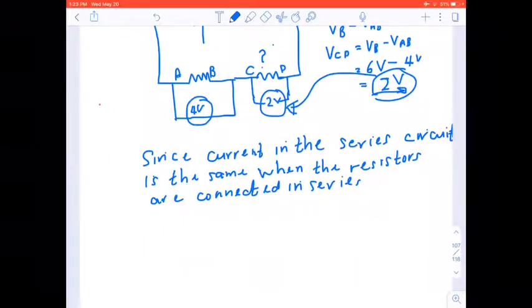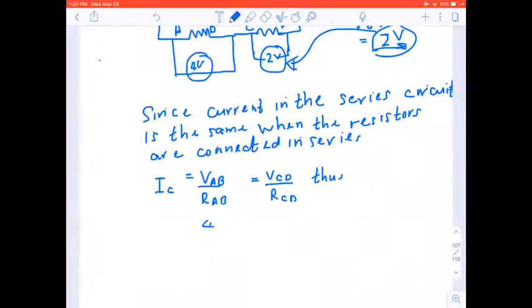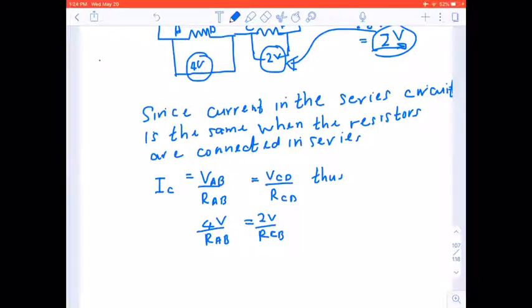now if we look at the I in a circuit, it's going to be equal to VAB upon RAB. Okay, and which is equal to V across CD upon R across CD. So thus we have here 4 volts upon RAB is equal to 2 volts upon RCB. Okay, so which implies what?